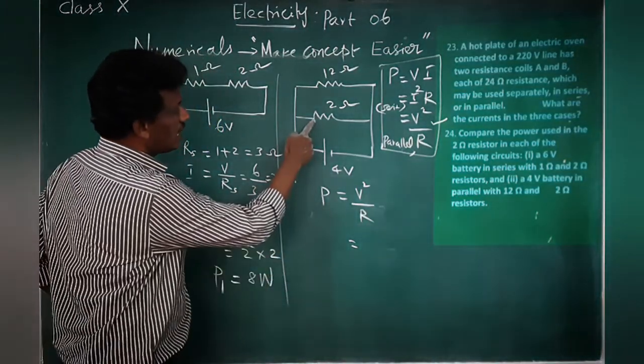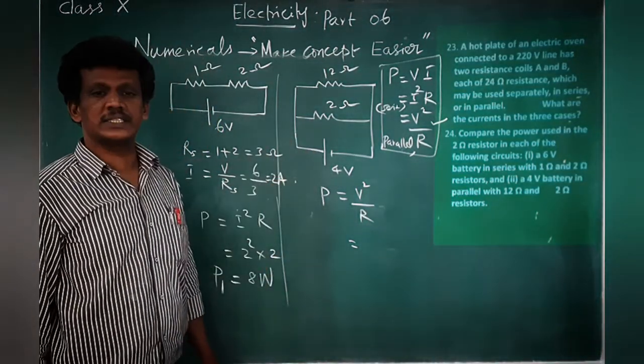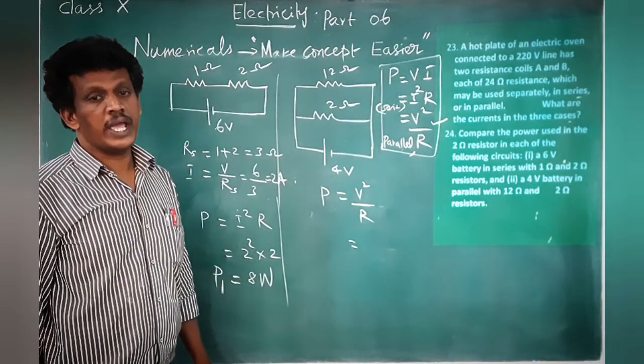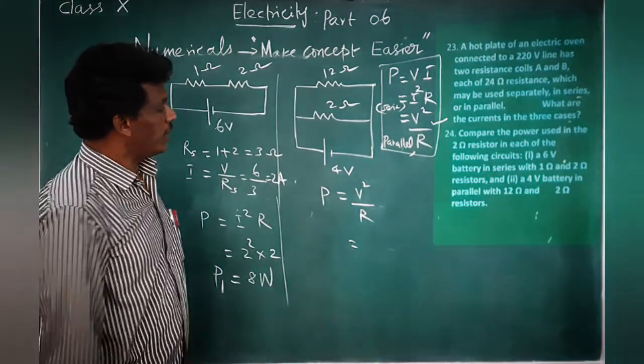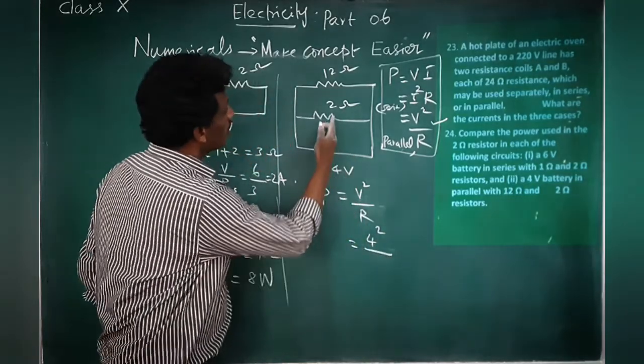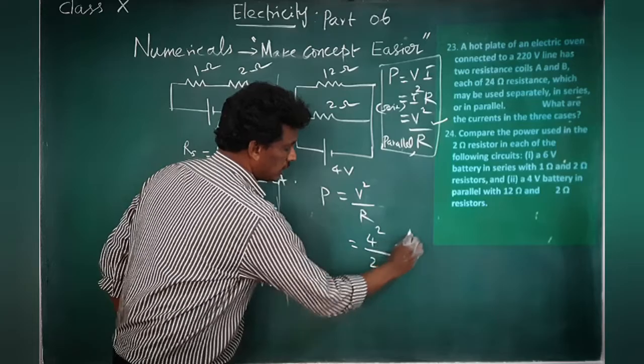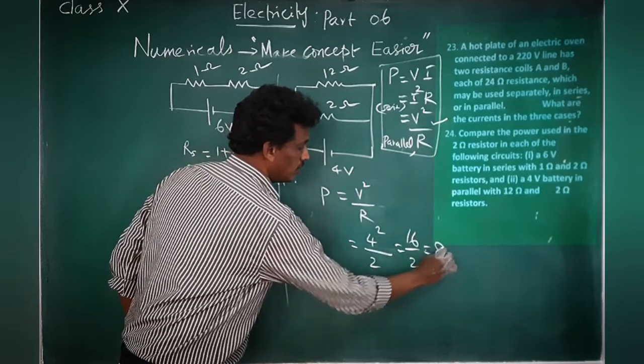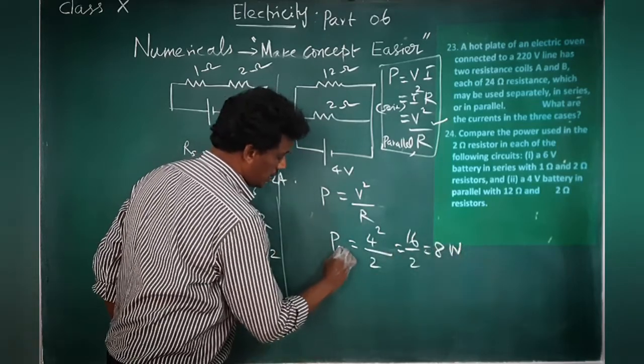Yes. So in this case, because the potential difference is constant, why? Yes, parallel combination. What is V? 4, common, no? R 2. Tell me. 16. 16 by 2. How much? 8 watt. This can be written as P2.